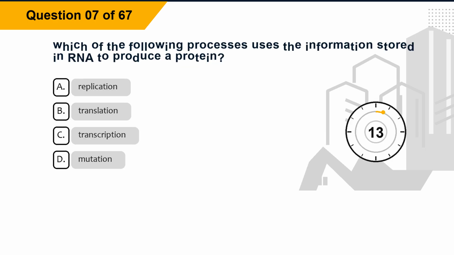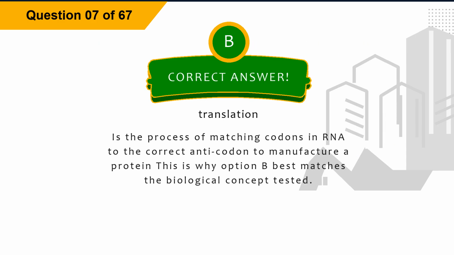Question 7. Which of the following processes uses the information stored in RNA to produce a protein? Option A, replication. Option B, translation. Option C, transcription. Option D, mutation. The correct answer is option B, translation. Explanation. Translation is the process of matching codons in RNA to the correct anticodon to manufacture a protein. This is why option B best matches the biological concept tested.